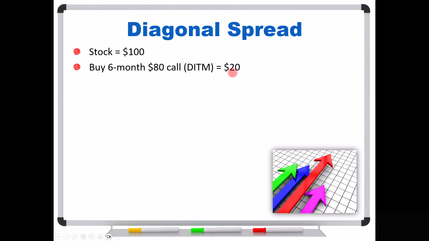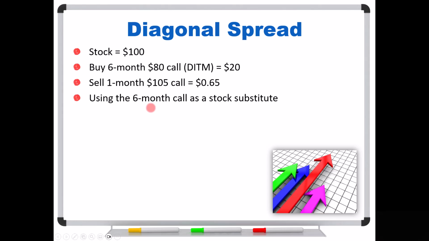And let's say it's trading for 20 bucks. So at this point, it's trading at parity. In other words, the $80 strike plus the $20 price is exactly coming up to the current stock price. And then you sell the 1-month 105 call for 65 cents, just as you did for the covered call. Well, in this instance, you are using this 6-month option as a stock substitute because it's trading at parity.